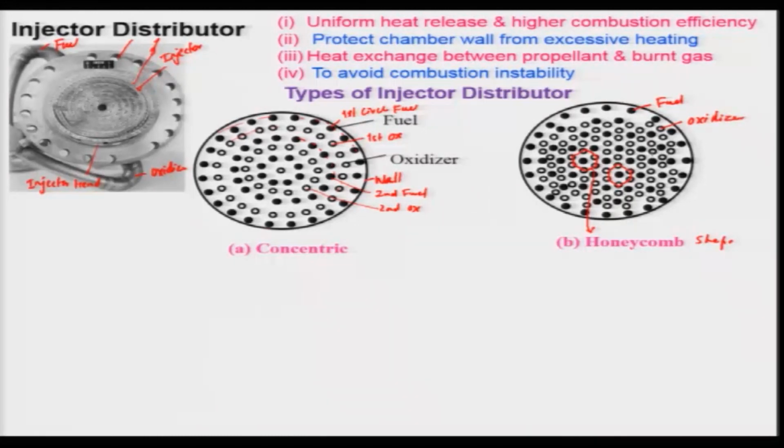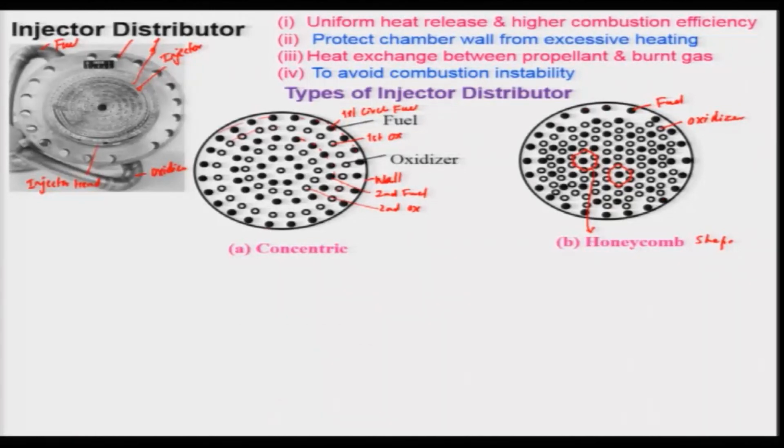And keep in mind that this is a little difficult and complex to arrange, but this will give you far superior mixing as compared to the concentric, and the combustion will be more confined in the central region of the combustion chamber. So, that is the good part, so that the wall will not be affected. Besides this, the wall also has the fuel streams, these are the fuel streams, so that the wall is protected.